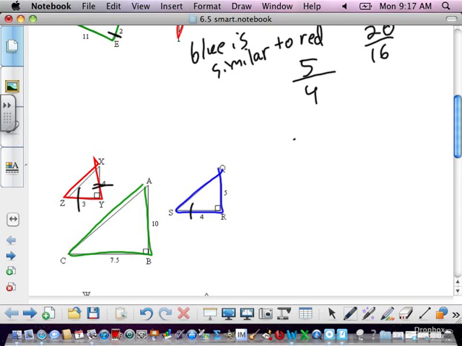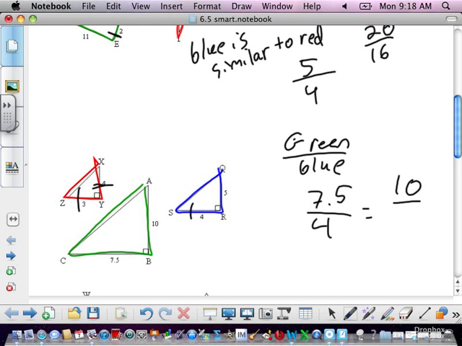What ones do you want to try? Do you want to try green and blue? Sure. Okay. So I'm going to put green over blue. So I've got 7.5. What's the blue corresponding side? 4. And the green is 10. The blue corresponding side is 5. Okay. So 7.5 divided by 4 gives me 1.875, and 10 divided by 5 gives me 2. So does that work? No.